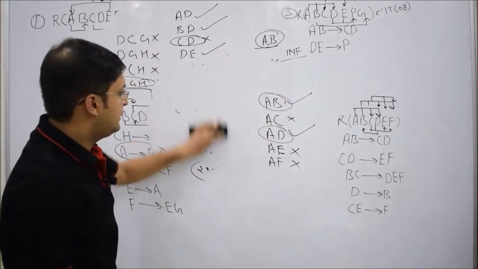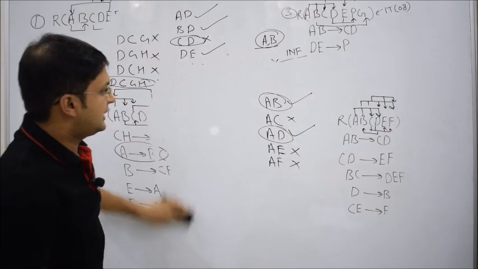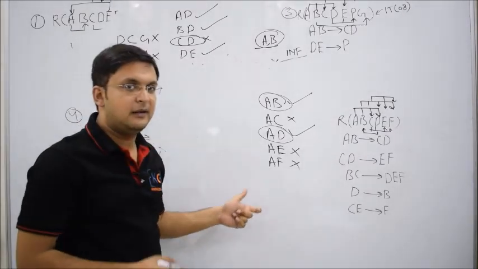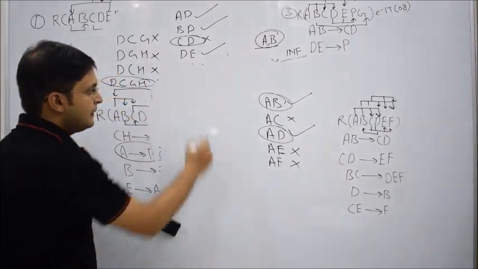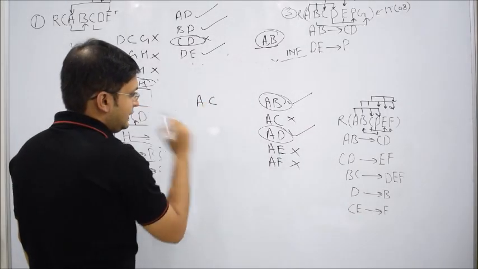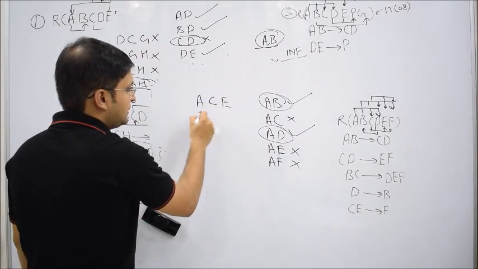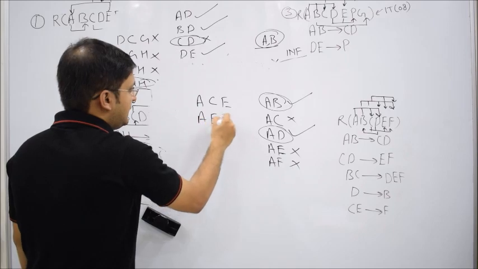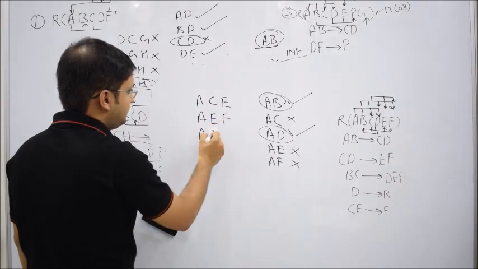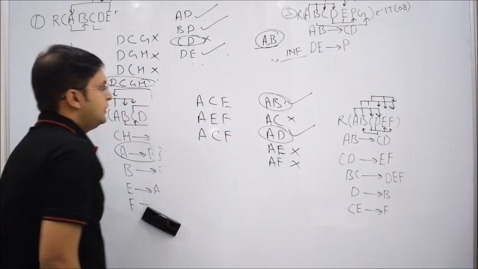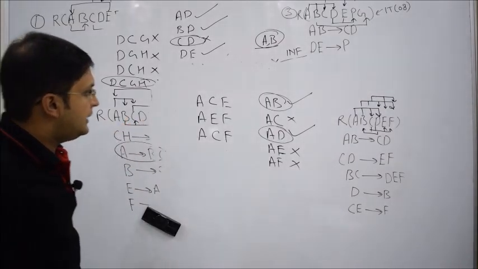Now what should I do? I should check every possible combination of the failure, like we did in the previous question. So let me check AC and E. A is essential. Let me check AE and F, and let me check AC and F.